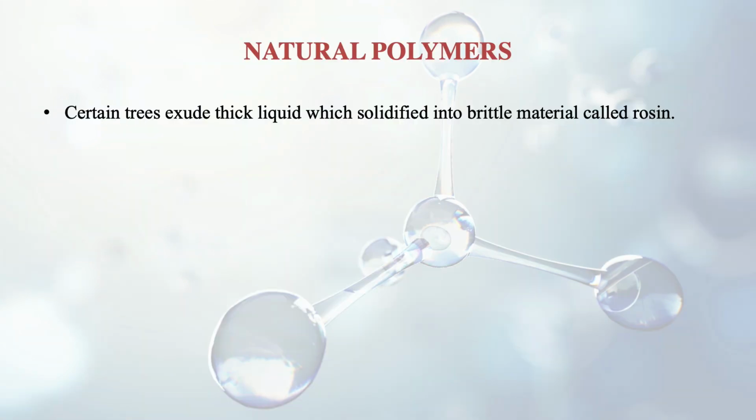So now we discuss the natural polymers. Earlier we discussed the synthetic ones. There are certain trees which exude a thick liquid which, when solidified, turns into a brittle material, and that is called rosin. So rosin is somewhat a solid material and it's different from resin. Don't confuse the two, it is rosin.